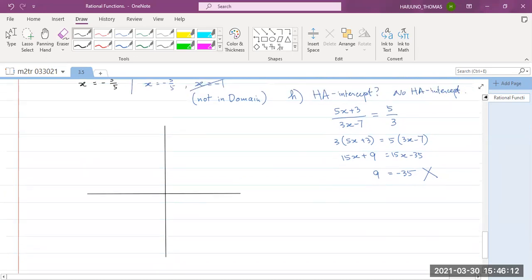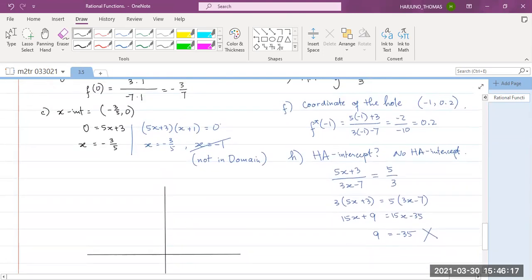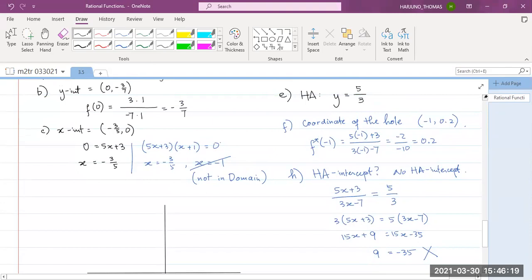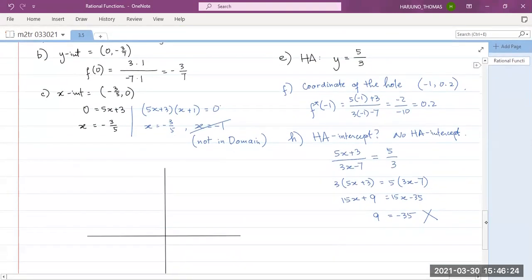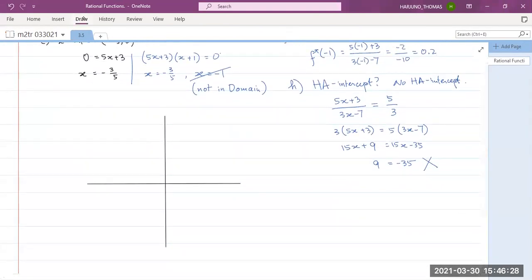Now let's put the details here. I'll start from the y-intercept first. The y-intercept is (0, -3/7). Again, I don't draw it to scale, so I need to put the number there. And the x-intercept is (-3/5, 0).